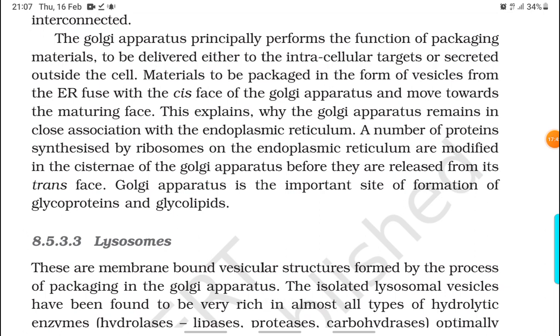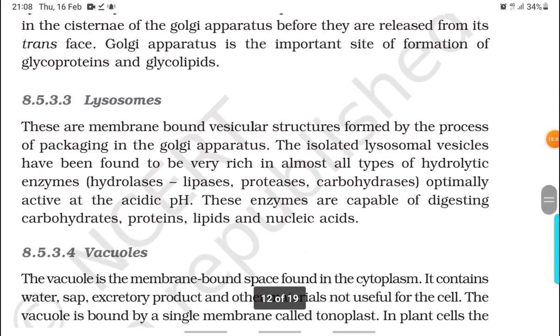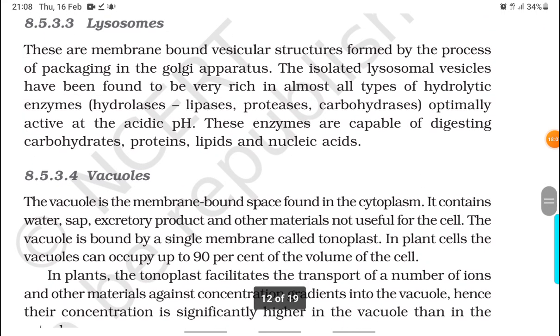Materials to be packaged in the form of vesicles from the ER fuse with the cis phase of the Golgi apparatus and move towards the maturing phase. This explains why the Golgi apparatus remains in close association with the endoplasmic reticulum. A number of proteins synthesized by ribosomes on the endoplasmic reticulum are modified in the cisternae of Golgi apparatus before they are released from its trans phase. Golgi apparatus is the important site of formation of glycoproteins and glycolipids.